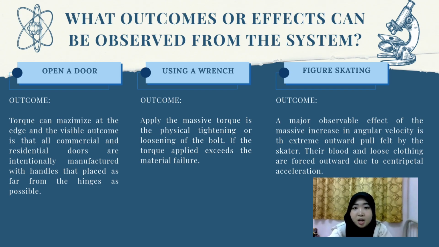Now, let's explore the real-world application of this concept. What outcome or effect can be observed from this system? We can break this down into three examples: opening a door, using a wrench, and figure skating.